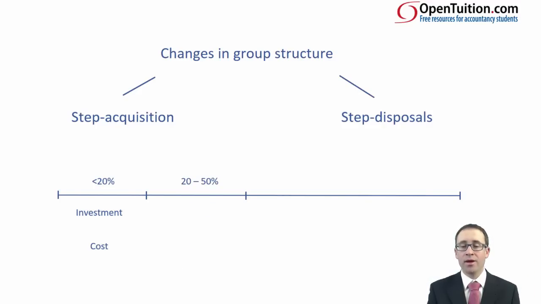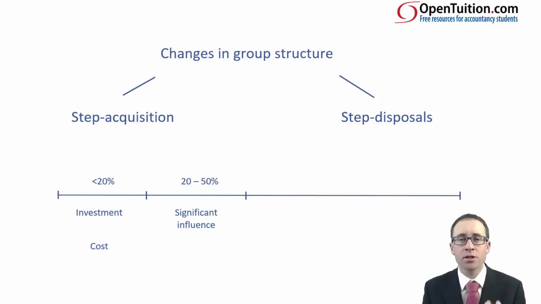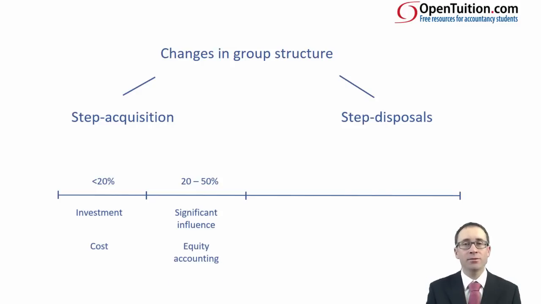If, however, we are somewhere on the 20th to the 50th step, we own between 20 and 50% of that entity. If that's the case, we have the power to participate. So we have significant influence. How do we account for significant influence? What's the accounting treatment given to it? Excellent. We equity account, don't we?